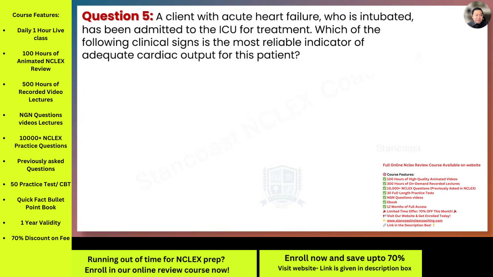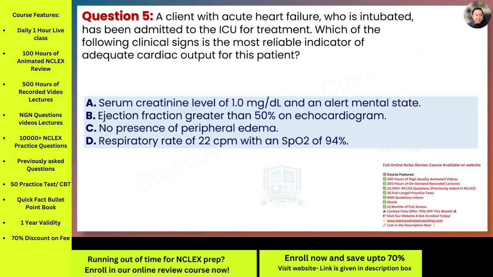Now, what about number 5 here? A client with acute heart failure who is intubated has been admitted to the ICU for treatment. Which of the following clinical signs is the most reliable indicator of adequate cardiac output for this patient? Options: A, serum creatinine level of 1.0 milligram per dL and an alert mental state. B, ejection fraction greater than 50% on echocardiogram.